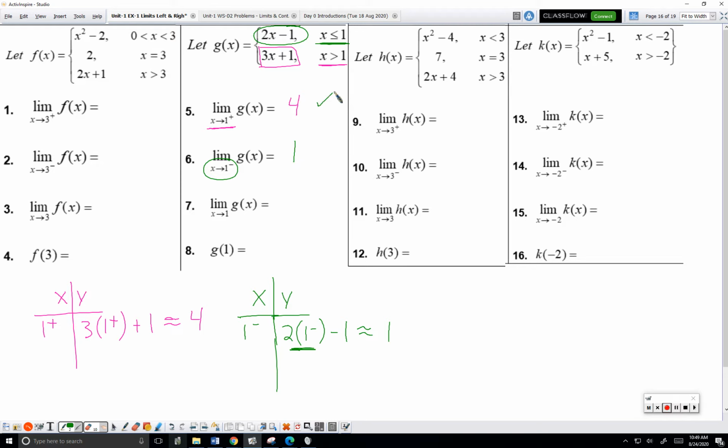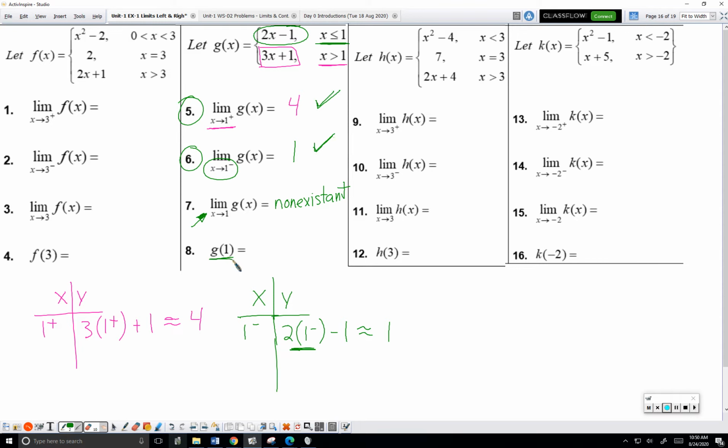Because the left limit did not match the right limit, this limit is non-existent. Again, to find the overall limit, I did not look at the formulas. I only looked at what happened on the right and left. I compare the right-hand limit and I compare the left-hand limit.